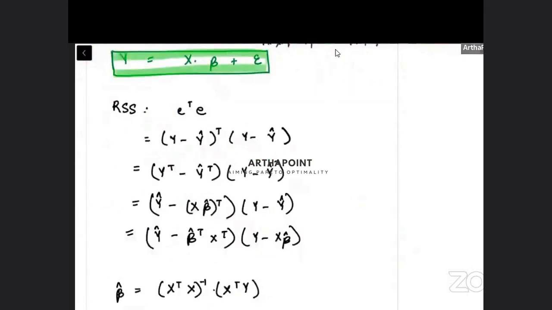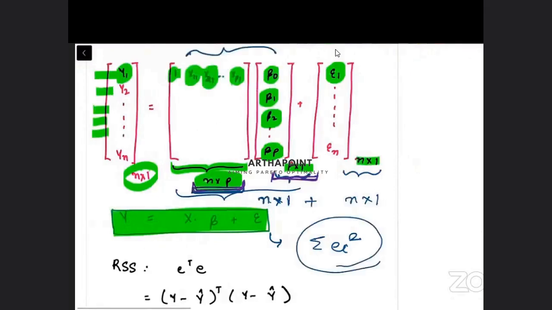Y is equal to X beta plus epsilon. Now, usually what was our aim in OLS regression? The aim was to minimize summation e_i squared, right? But this is a matrix. So if I want to write summation e_i squared for a matrix, it means that this error term must be multiplied to itself and then summed up.